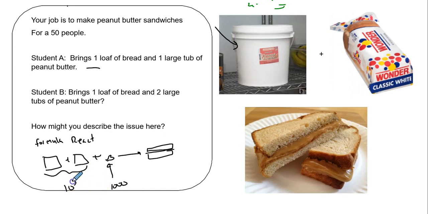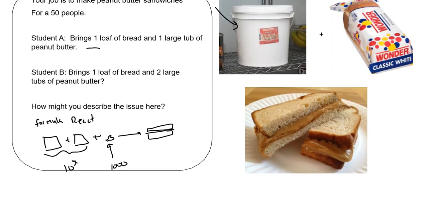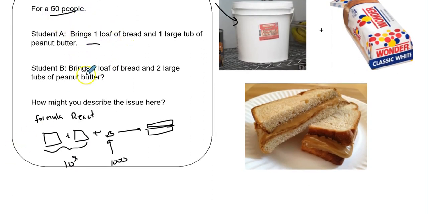All right. So in this situation, the person needs sandwiches for 50 people. So what's student B doing? They brought more of the excess reactant, so you're only going to get 10 sandwiches. So can student B make more sandwiches than student A? No. They may have enough bread to make 2,000 sandwiches, but that doesn't help us at all because we run out of bread. So we want to think in terms of the reactant that runs out. We call this the limiting reactant.